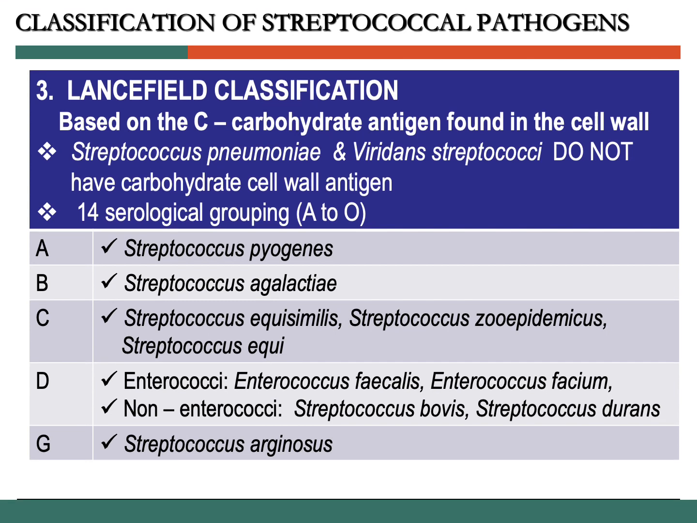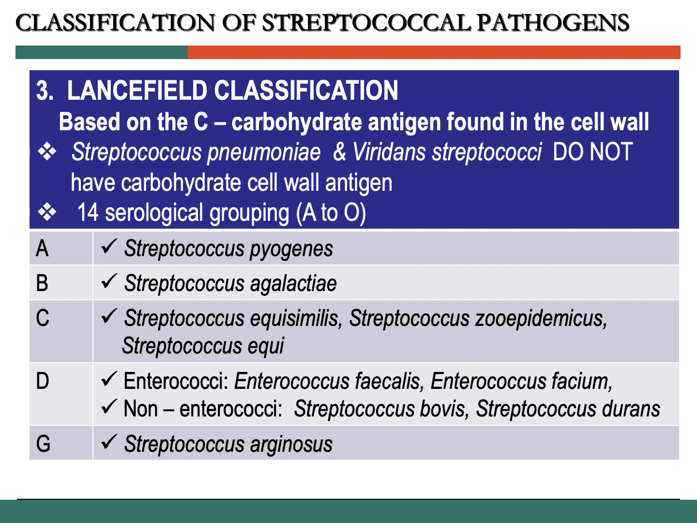The next classification is the Lancefield classification. It got its name from the discoverer, Rebecca Lancefield. She developed the classification by detecting the C carbohydrate antigen found on the cell wall. So how do we perform this? The C carbohydrate can be extracted from the streptococcal wall by suspending the organism in diluted acid and heat for 10 minutes. Here you have the letters and the corresponding organisms.